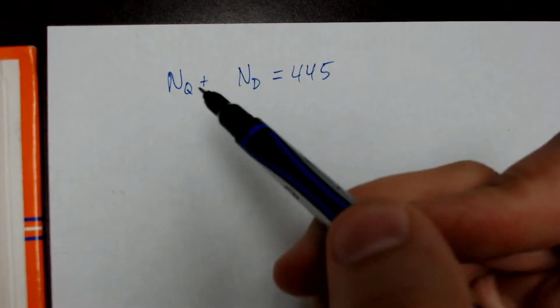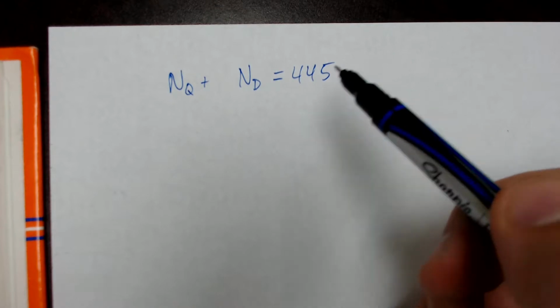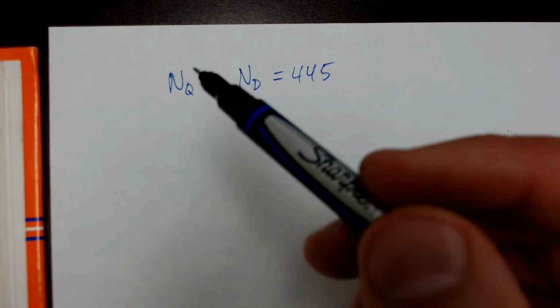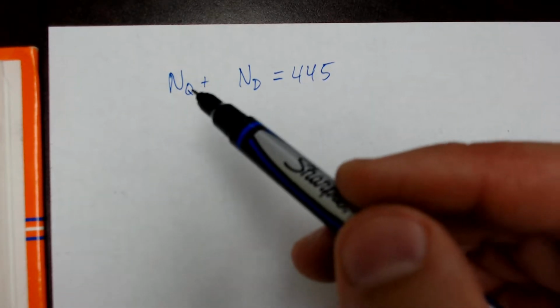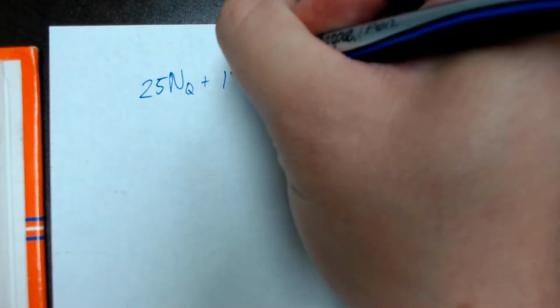Now the problem is if I just add up the number of quarters and the number of dimes, I'm not going to get 445. I'm going to get however many items I have. So I have to represent the value of quarters. How many pennies is a quarter worth? It's worth 25. How many pennies is a dime worth? It's worth 10.